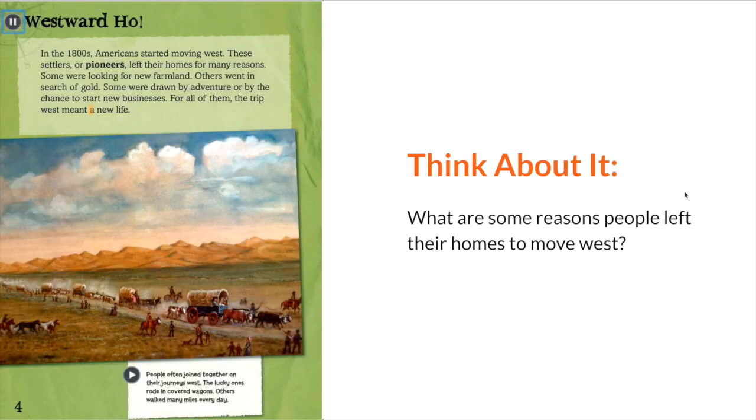And think about it. This question is, what are some reasons people left their homes to move west? This is usually when we do a think, pair, share and you talk with your partner. But you can just write down some thoughts about what some reasons people left their homes to move west. You can write it down and send me a picture on Class Dojo, or you could type it out, or you can just think about it for a second, and then we will move on to some close reading questions.